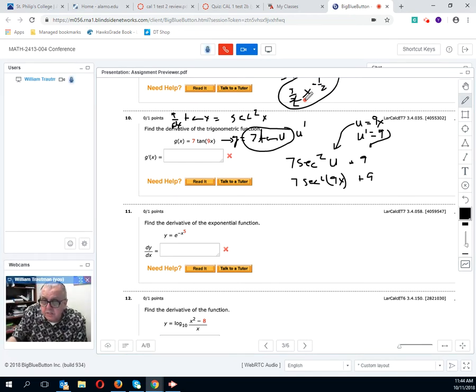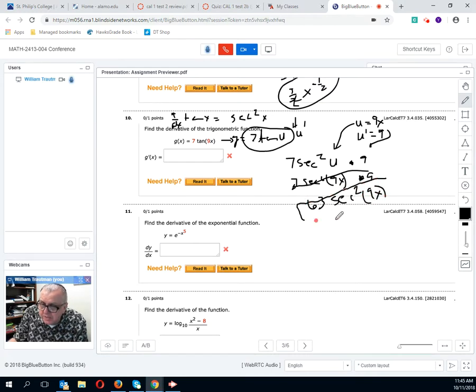Wait, it's not plus 9. I'm looking at plus 9, but there's no plus in this. It's times u prime. So that's a times 9. So the last step is 9 times 7, 63 secant squared of 9x. There we go. So there's no plus in there. I put a dot there and I thought it was a plus. I couldn't read my own writing.